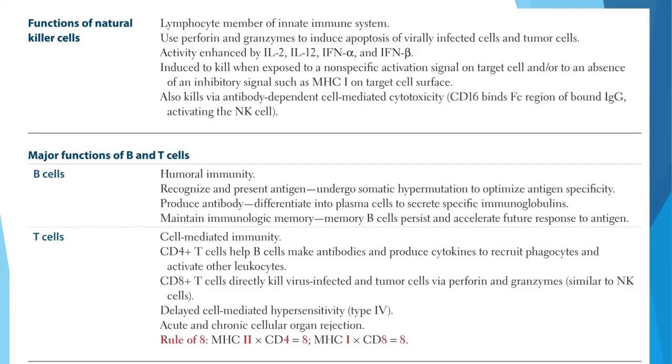So, talking about the functions of natural killer cells. Natural killer cells are the lymphocyte member of the innate immune system. They use perforin and granzymes to induce apoptosis of virally infected cells and tumor cells. The activity is enhanced by interleukin-2, interleukin-12, interferon alpha and interferon beta.